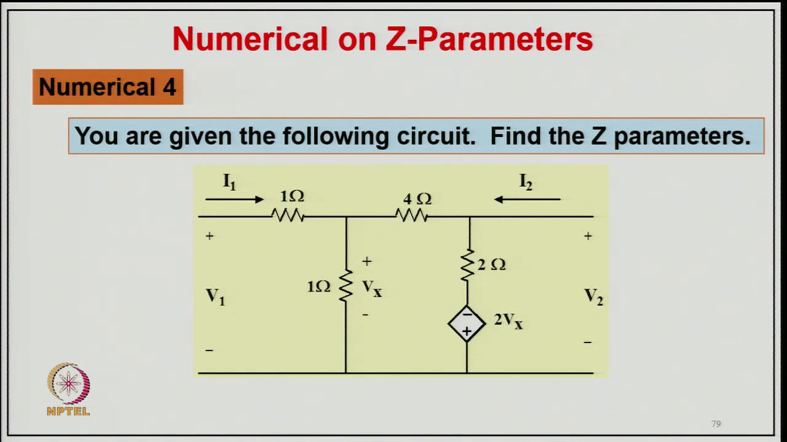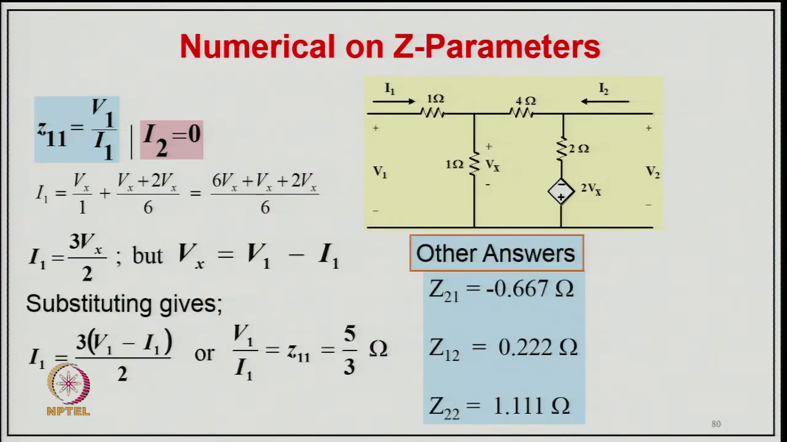Coming to numerical 4, here we have been given the network, find the impedance parameters. So, other than resistances, we have here a dependent voltage source. What is the voltage here? That is the 2 V x voltage source applied here. So, now we have to solve these Z parameters by taking the equations. We keep the secondary open from the primary side, so what we define is V 1 upon I 1 when I 2 equal to 0.